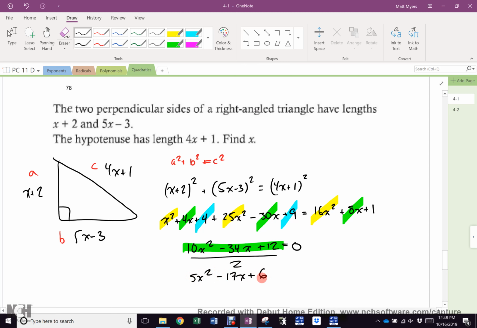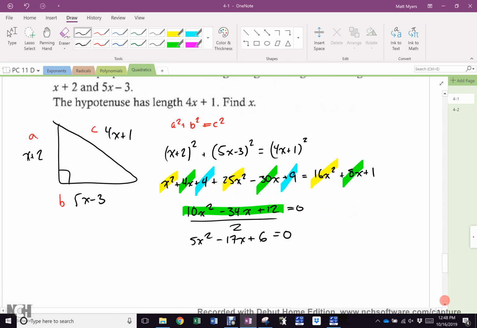Now, if I'm factoring, do I need this 2 at the front? If this equals 0 isn't there, do I need that 2 at the front? Yes. But since that 0 is there, do I need that 2 at the front? No, because I am just trying to find x, right? Now, solve that.